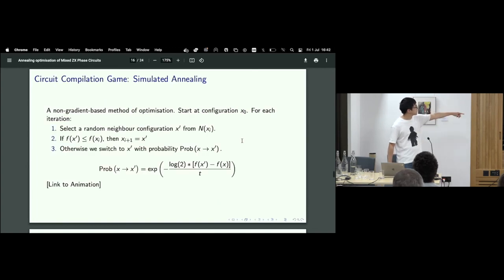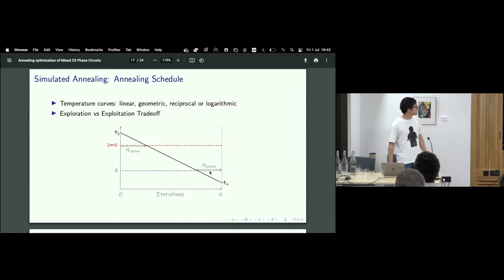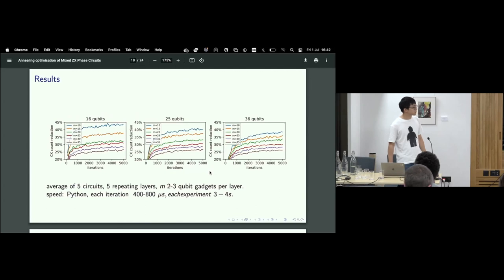Temperature curves. There's a T here, and this T stands for temperature. If your T is high, you're much more likely to explore the neighbors that are not as good as your current position, but that might increase the probability of finding the global minimum. So there's that. We ran this and we had some results.